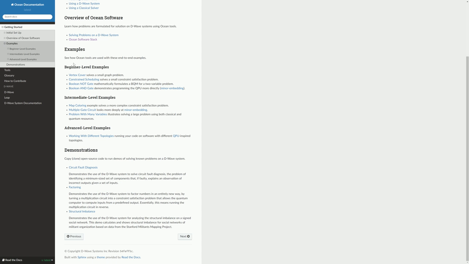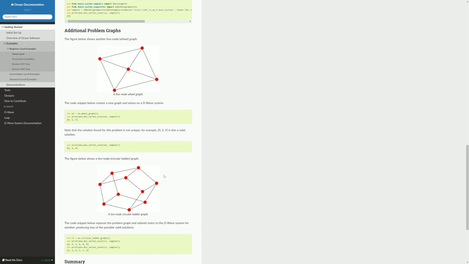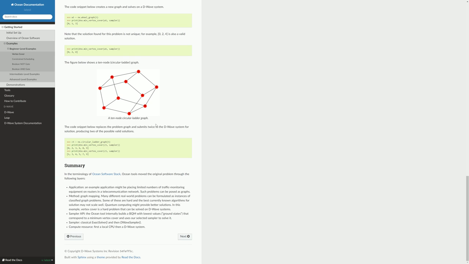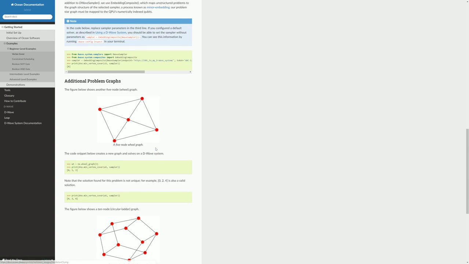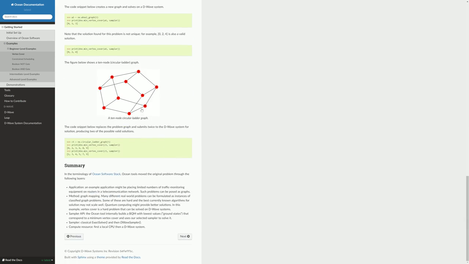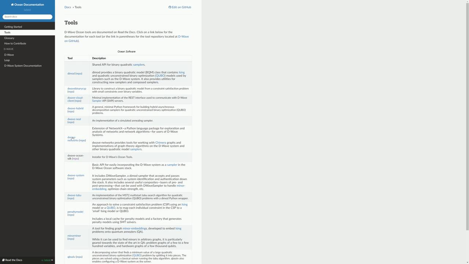It gives me an example here. See how Ocean tools are used with these end-to-end examples. Factoring. We had the factoring. We already were there, right? Yep. Advanced level, beginner's level. Vertex cover. So this is one problem, the graph. And then getting into more three-dimensional shapes. From a two-dimensional into an area, one-dimensional, two-dimensional in some way, and this is three-dimensional in some way. I already did ball and knot, yeah, a knot gate. So we need the tools here. Those are the tools. We were there already.